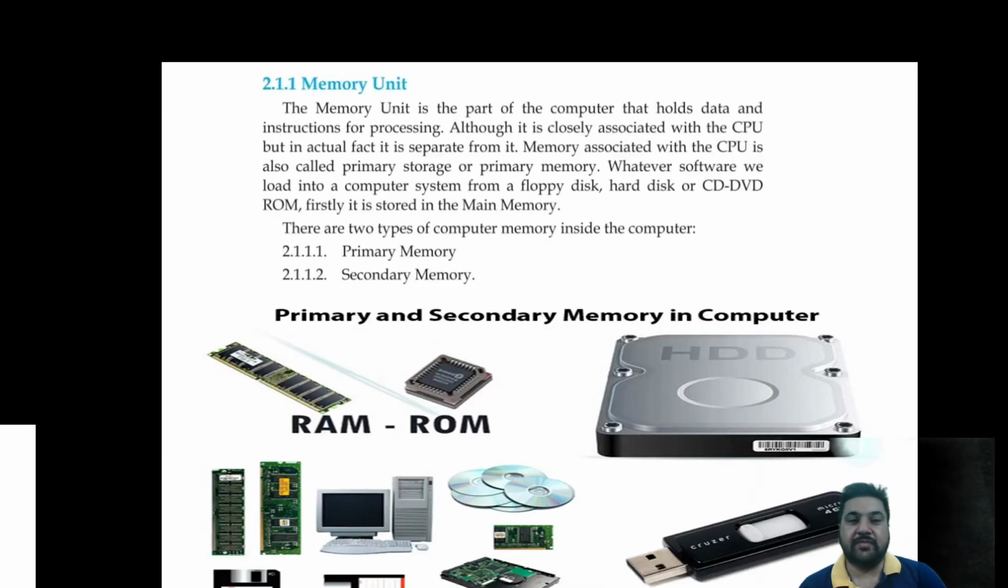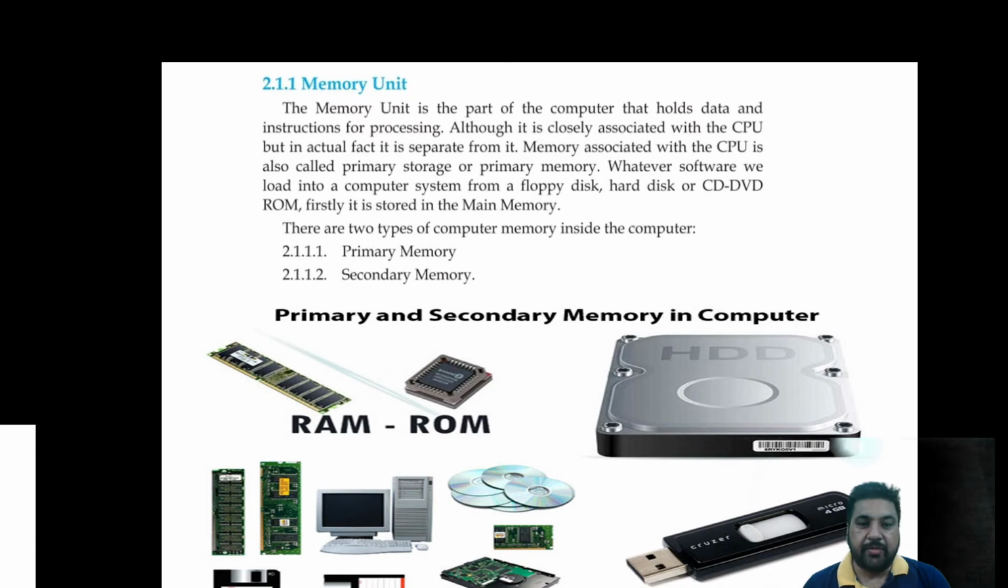Now, the memory unit. The memory unit is the part of the computer that holds data and instructions for processing. Although it is closely associated with the CPU, the actual fact is that it is separate from it. Memory associated with the CPU is called primary storage or primary memory. Whatever software we load into a computer system, from a floppy, a disk, hard disk, or CD, DVD, ROM, it is first stored in the main memory.